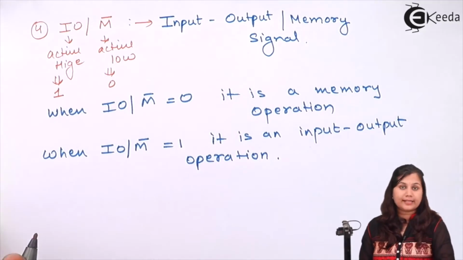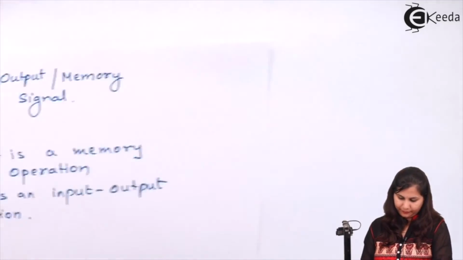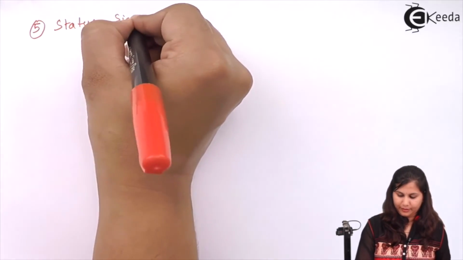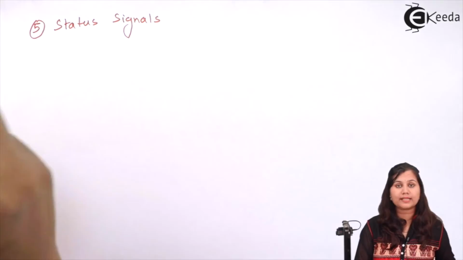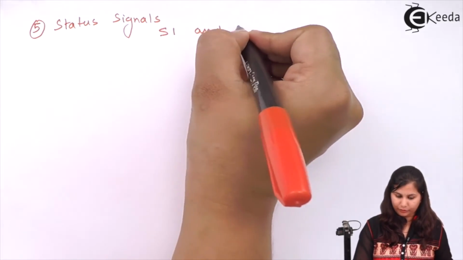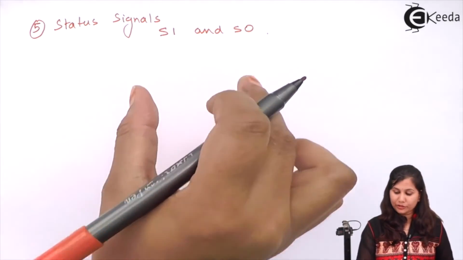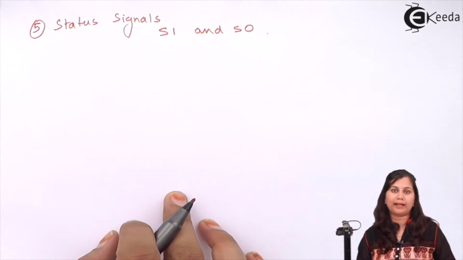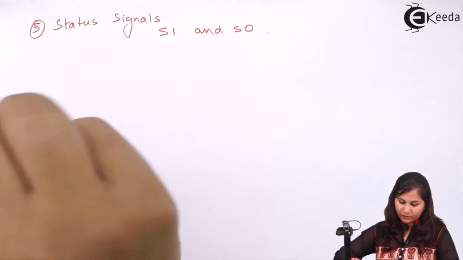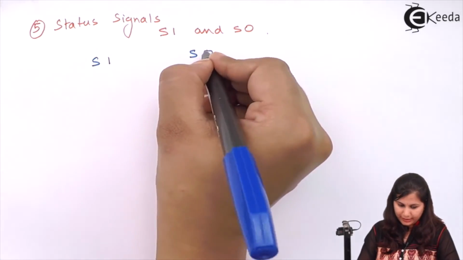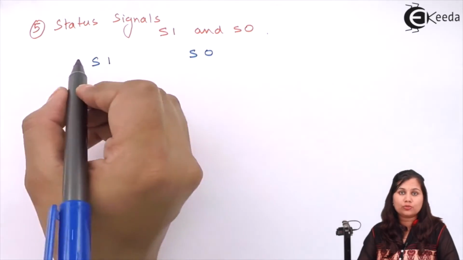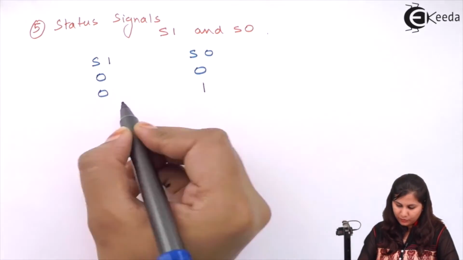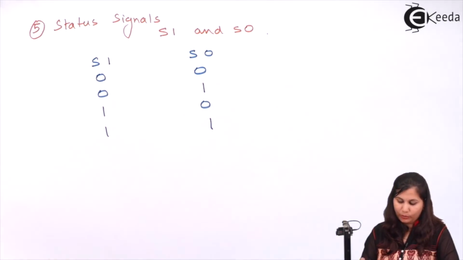Next signals are the status signals. There are two status signals, S1 and S0. The combination of these two signals defines what kind of operation is currently being performed by the microprocessor. Because there are two, there can be four combinations of 0 and 1: 0 0, 0 1, 1 0 and 1 1.